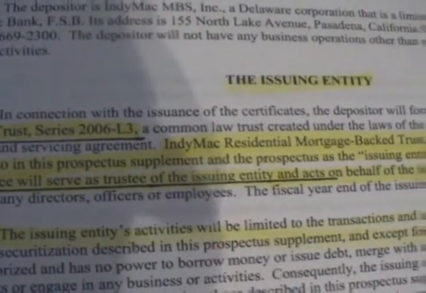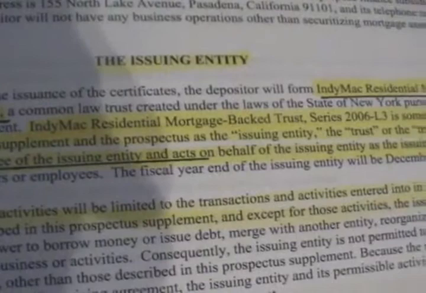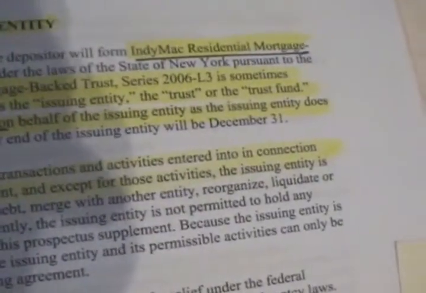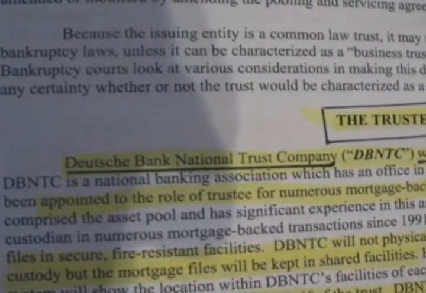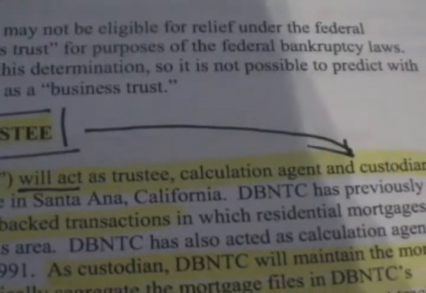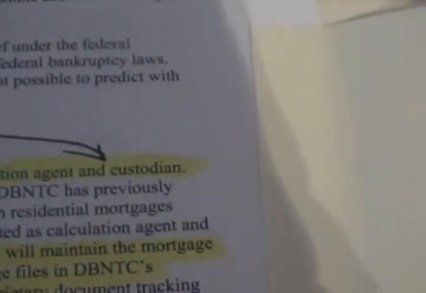Okay, now here is where you need to pay attention. Depositor, IndyMac MBS. The issuing entity, that's where your loan is. Now here, the trustee will serve as trustee of the issuing entity and acts on behalf of the issuing entity. Okay, here's your trustee, and there is the company that holds the note. Will act as trustee, calculation agent, and custodian.